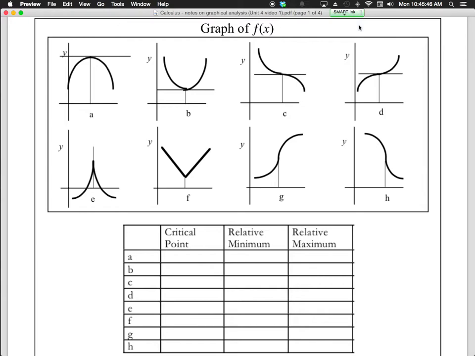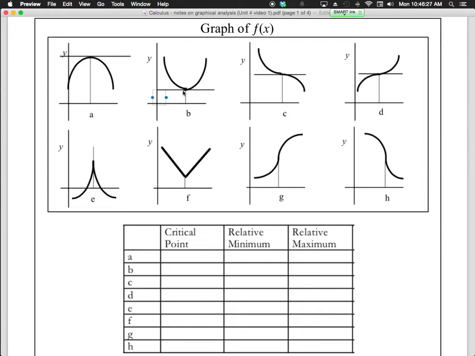So if I have a horizontal tangent line, or my f prime of x equals 0, it's either going to be a hill, a valley, or a point of inflection. Hills, valleys, or points of inflection are going to happen when f prime of x equals 0. Those are your three options. Your graph of f is going to be one of those three things whenever f prime of x equals 0.